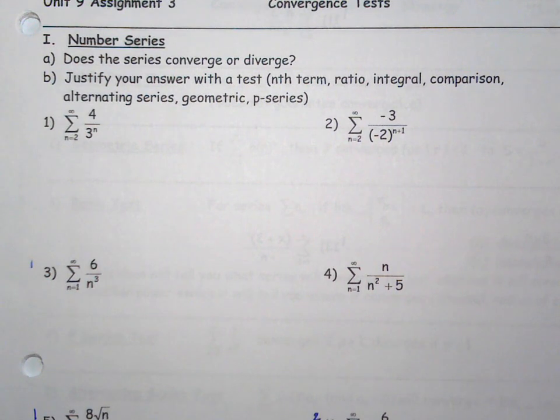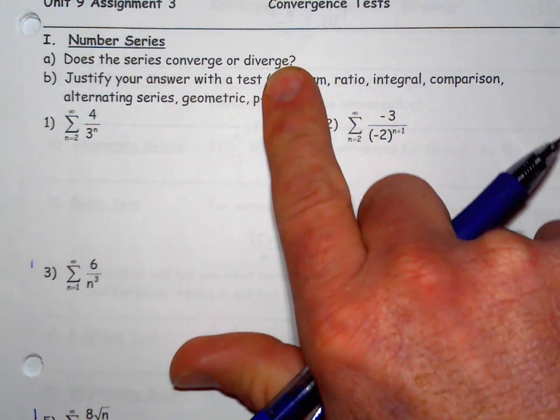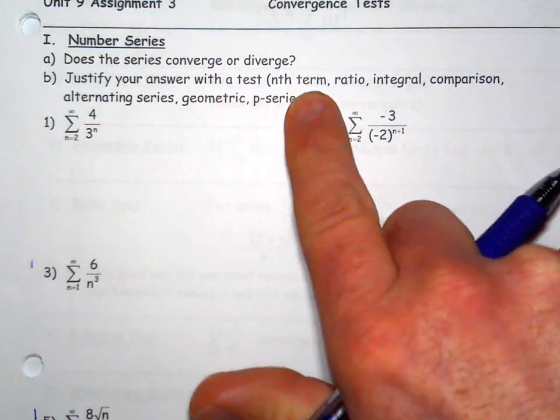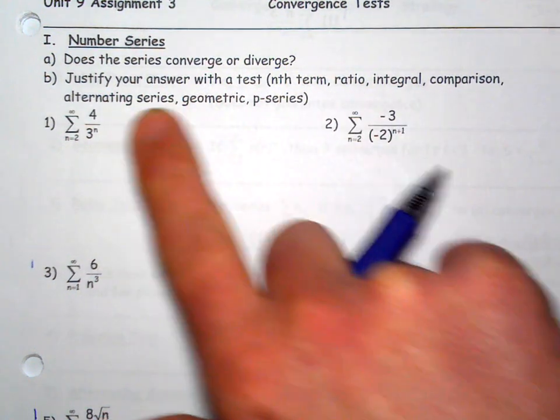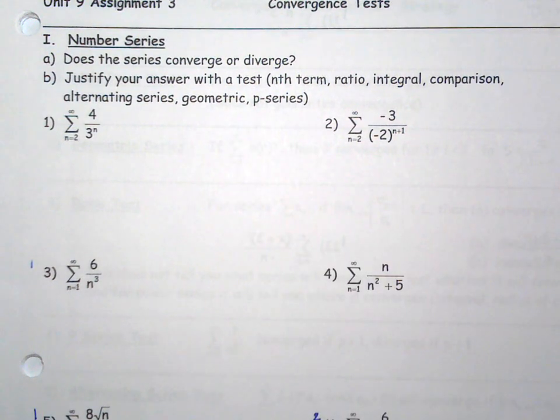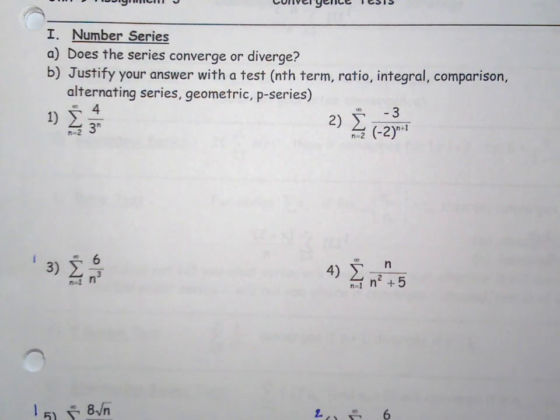But you need to name the test. You need to show all the specific work. So does the series converge or diverge? Justify your answer with a test: nth term, ratio, integral, comparison, alternating, geometric, and p-series. So those are all the different tests that we've talked about. And so we're just going to try them all on the ones that people asked for. So no one asked any questions about number 1, which could be a geometric series, so you could use that. I think nth term would be inconclusive, ratio test, anyways, so forth.